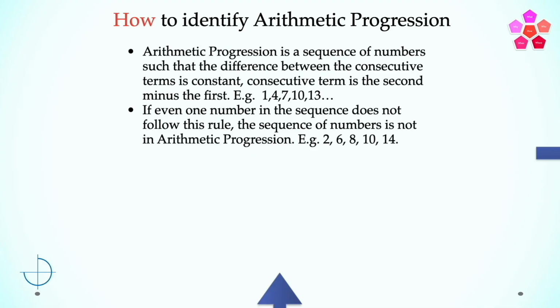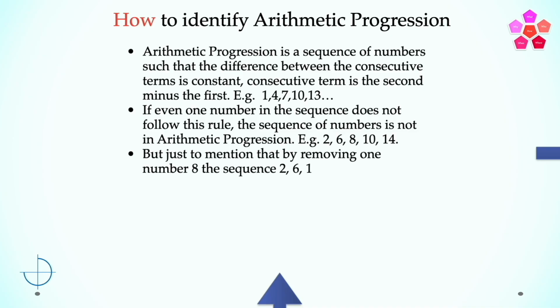We see that this is not in arithmetic progression because the difference between 6 and 2 is 4, whereas the difference between 8 and 6 is 2. Also, the difference between 10 and 8 is also 2. But just to mention that by removing one number, 8, the sequence 2, 6, 10, 14 then exhibits arithmetic progression.